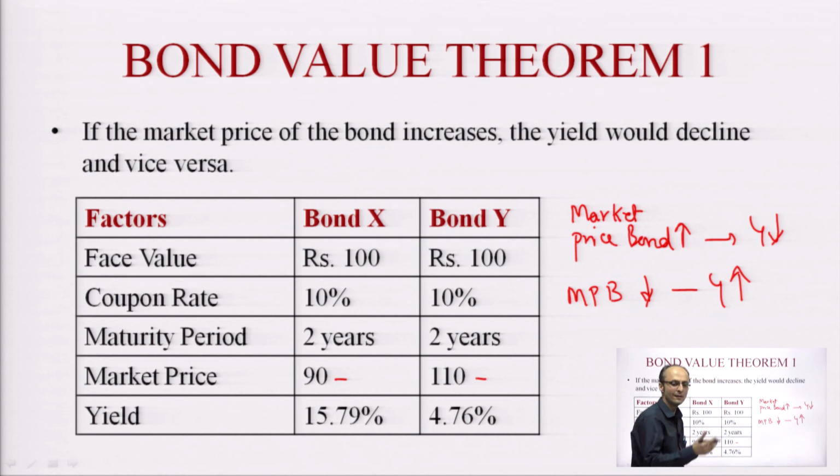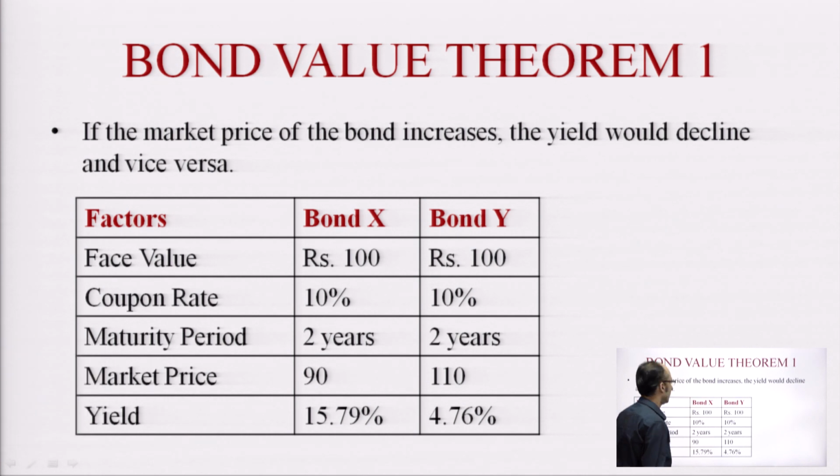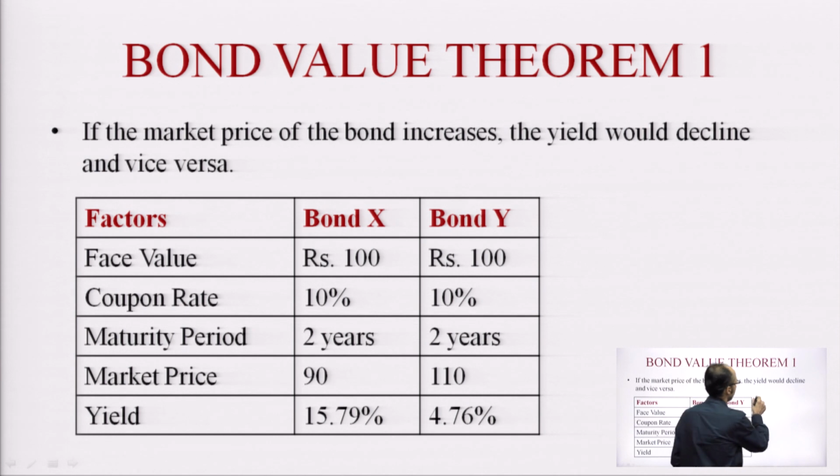Now, how will these factors impact the yield of the bond? Let us try to see. I have already calculated the yield to maturity for your convenience. Now, I will show you how these yields are actually calculated. To calculate the yield, we have a very simple formula. To calculate yield, we use this formula.